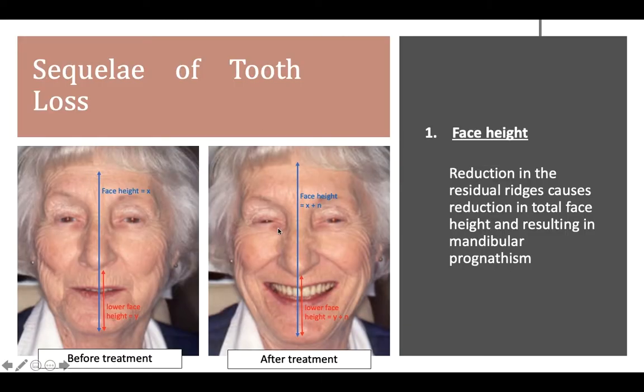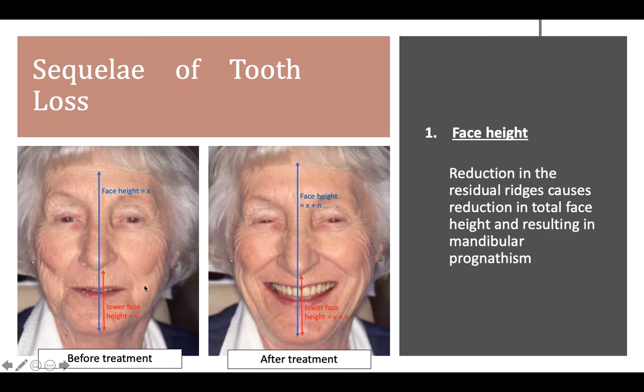Okay, this is a sequelae of tooth loss. The first sequelae that I want you to understand is the facial height. The facial height is always divided into three different segments. Okay, we have the upper face height, the middle face height, and the lower face height. For patients who have lost their teeth, okay, so we know that this area will be affected.